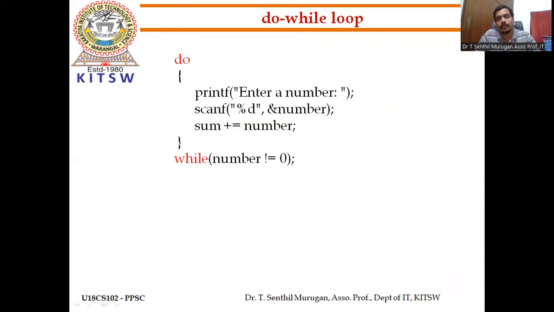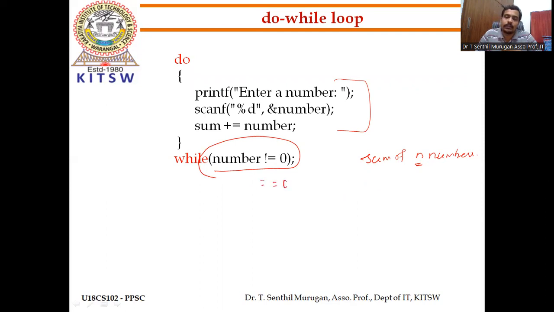Okay. So this simple program adds the sum of n numbers. The n value may be any value, whatever you give. Until you press 0, the body of the loop will be executed. Why? Because we are checking this condition: number not equal to 0 means it will work. When number is equal to 0, it will come out of the loop.